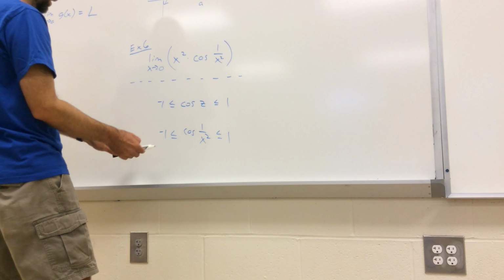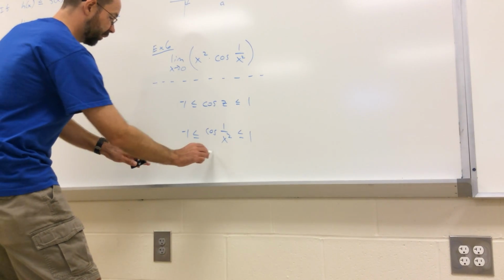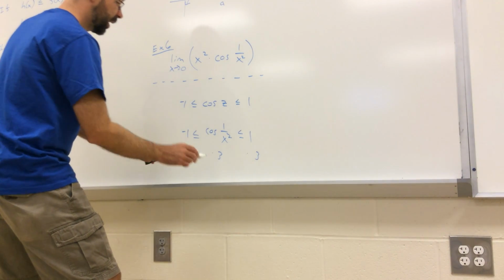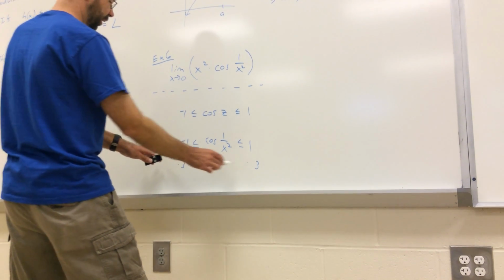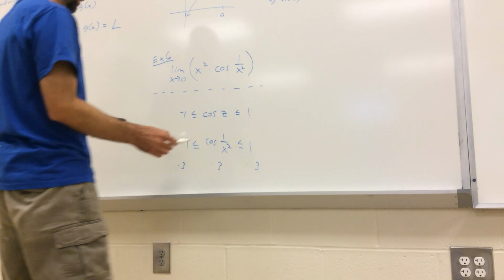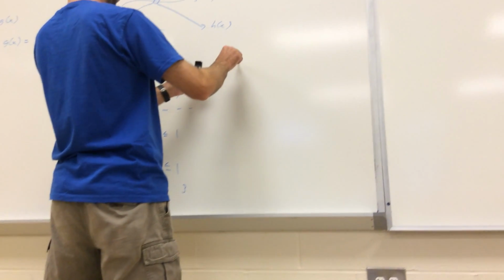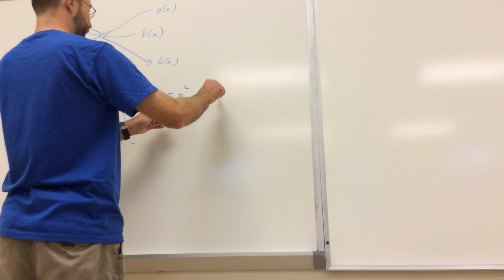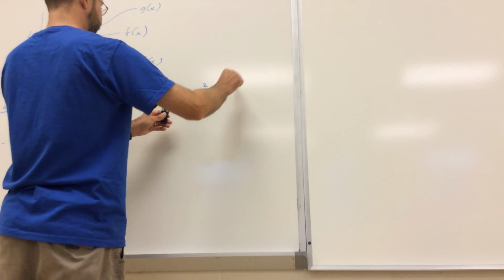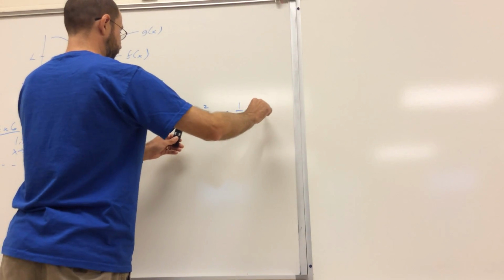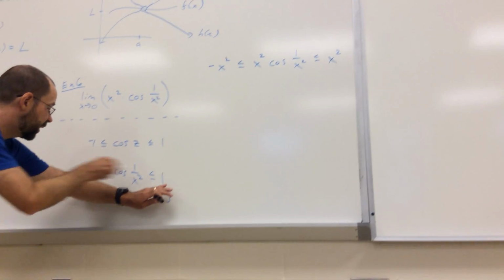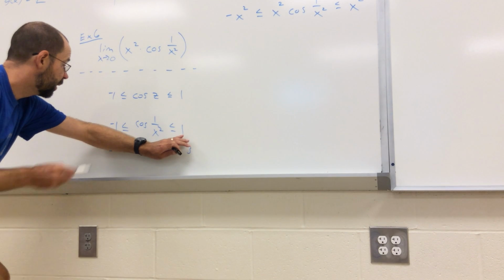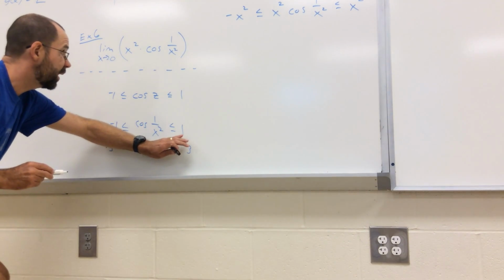So what I'm saying is I could multiply by 3 here, and multiply by 3 here, and multiply by 3 here, and then I'd still have a true statement. But instead, I'm going to multiply by x squared in all these places. So when I do that, I get the statement that negative x squared is less than or equal to x squared cosine of 1 over x squared is less than or equal to x squared. So I took this statement, which I knew was true, multiplied by x squared in all 3 locations, and now I have this statement.